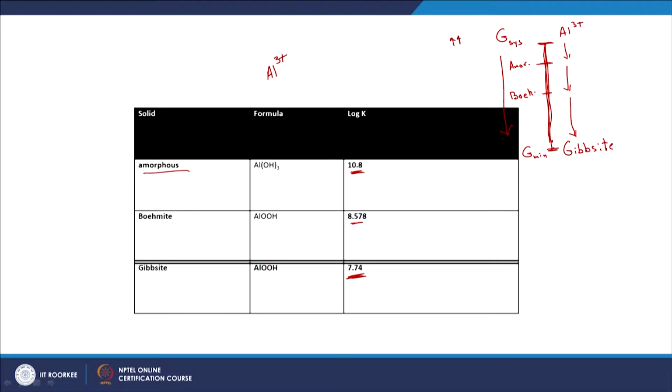And obviously you can understand that from the log K values. The log K is highest for your particular amorphous form. What does that mean now? So as in Al(OH)3 solid.